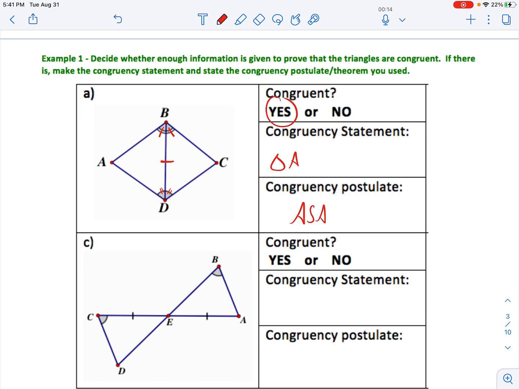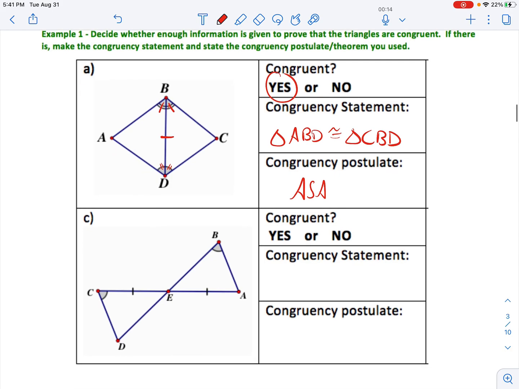and now we have ASA, so this is yes, and this is triangle ABD. If it's ABD, just be careful that has to be the same. It's not CDB, it's not twisted. B goes with B and D goes with D.